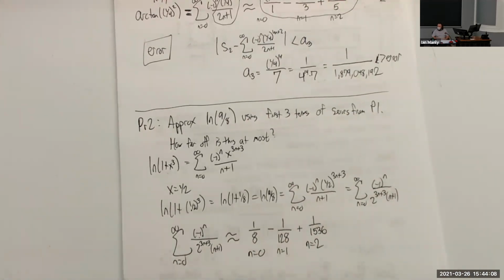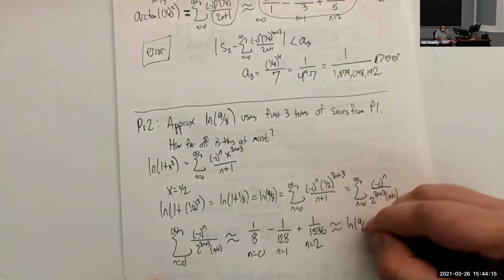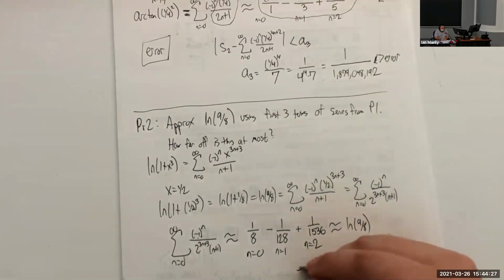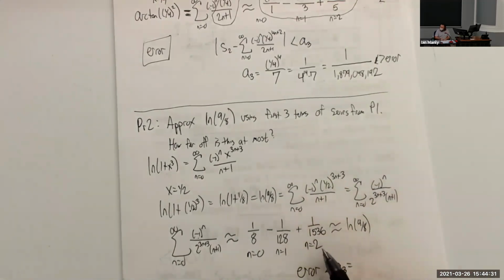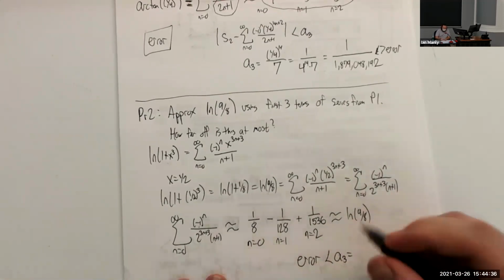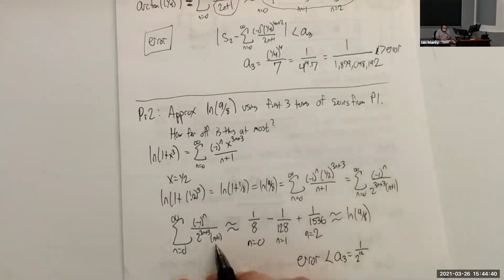So if we combine all these fractions together, that's going to be our approximation for ln of 9/8. Okay, now how far off can this approximation be at most? Well, remember, the way to detect that for an alternating series is to simply look at the next term that we would have added. So our error is less than A3, the next term we would have added to this. And what's A3? Well, we plug 3 into here, and we have 2 to the 12th power times 4.